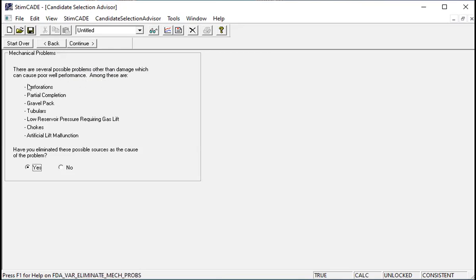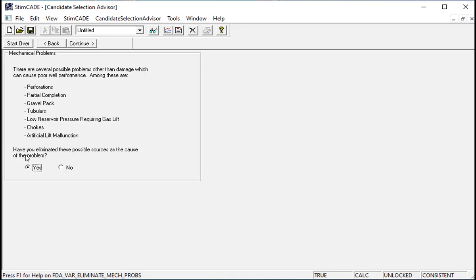Among these are perforations, partial penetration, gravel packing, tubulars, low reservoir pressure requiring gas lift, chokes, and artificial lift malfunctioning. So these are other things that could also cause poor well performance, and you could probably feel that it may be as a result of the skin. So before you get into the conclusion that it is the skin, you must have eliminated all of these parameters.